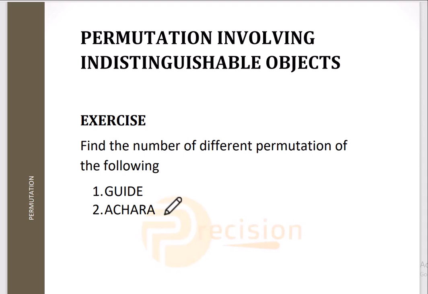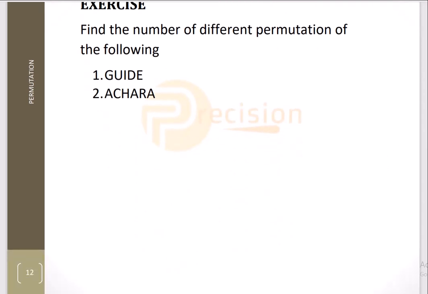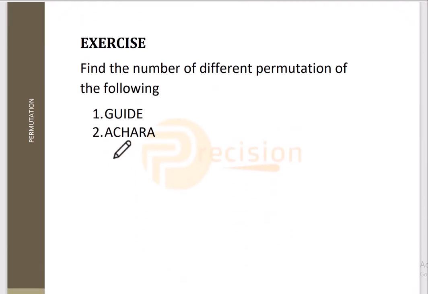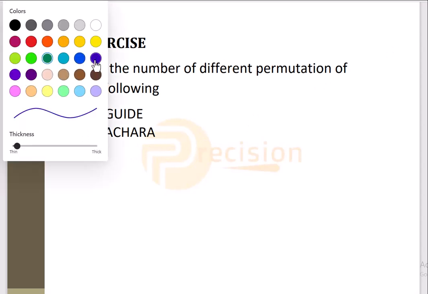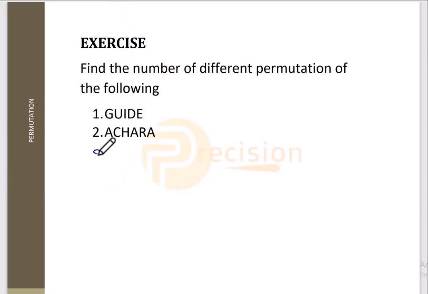Find the number of different permutations of the following. So we have number one, guide, and number two, achara. Look at this. For the first one, let me take this down so that I can have enough space to work. So, solution, so that we can start solving.